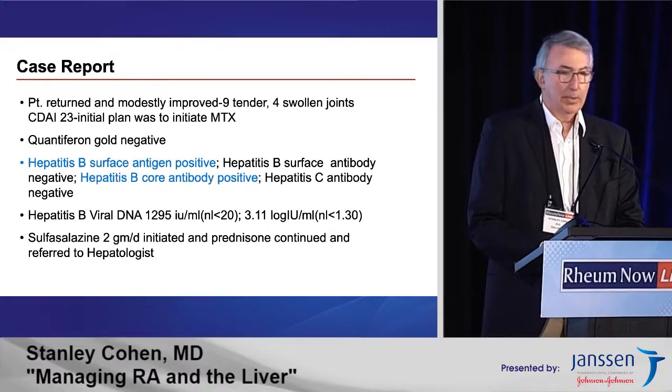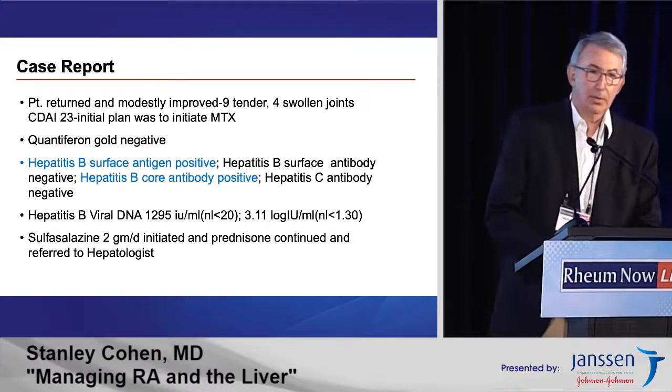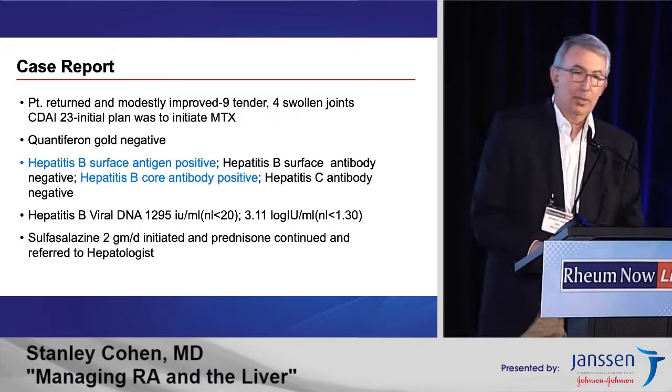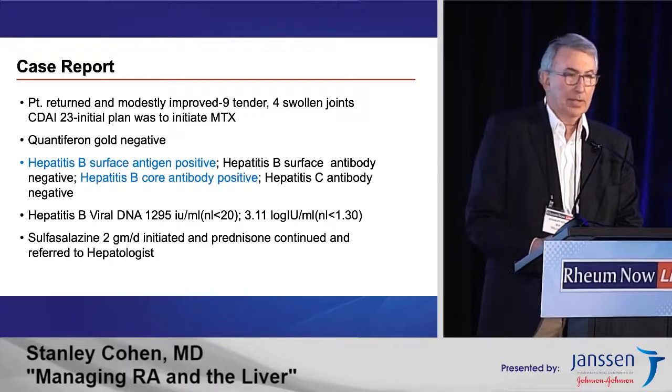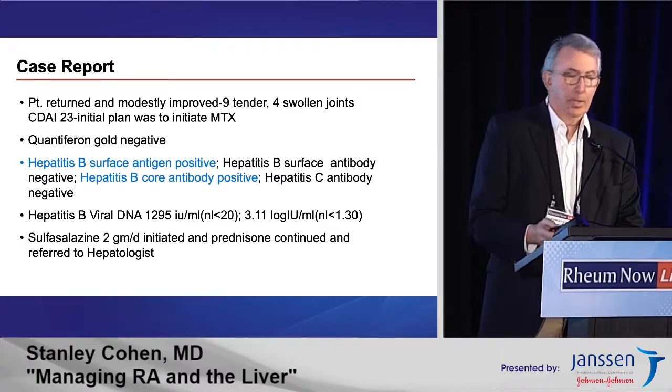She had a low level of hepatitis B viral DNA, as noted by copies and then logarithmic measure. And so my associate decided to give her sulfasalazine. Prednisone was continued and appropriately referred her to a hepatologist.